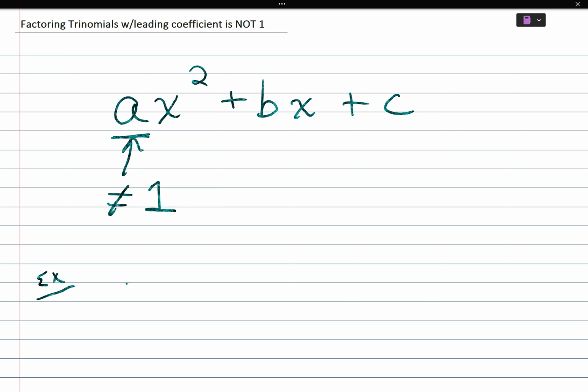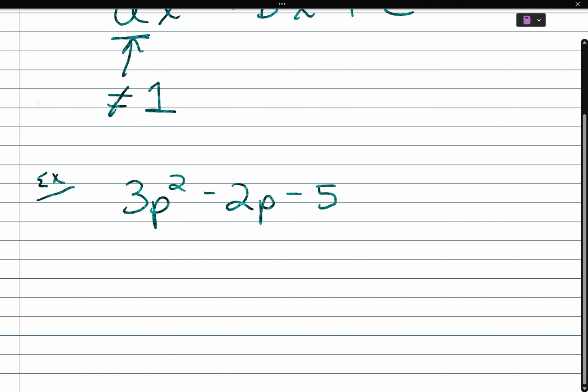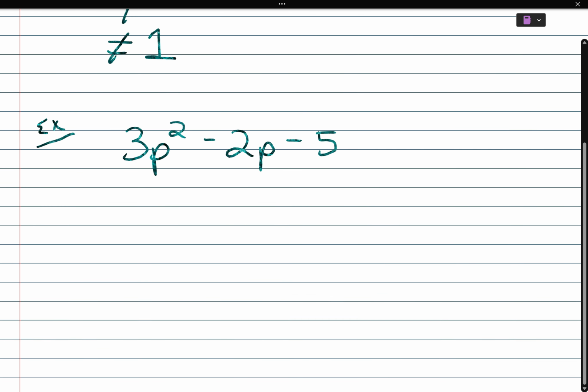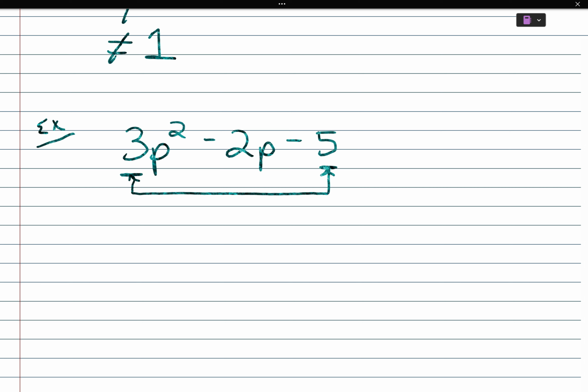So here's our example. If you have 3p to the second power minus 2p minus 5. Okay, so looking at this, I see the leading coefficient is a 3. It's not a 1, so I'm going to perform this AC/grouping method. So the first thing we do is multiply our a and our c. The a is 3, the c is -5. So 3 times -5 is -15.